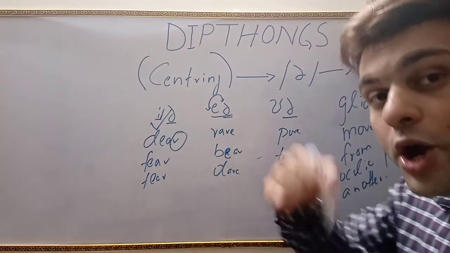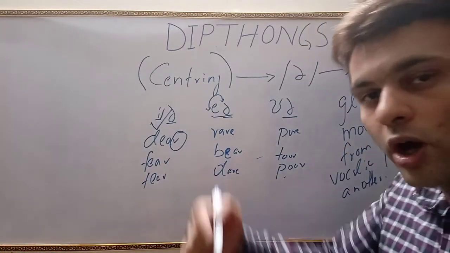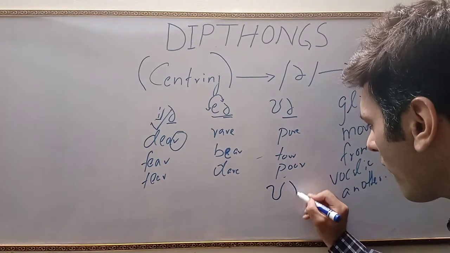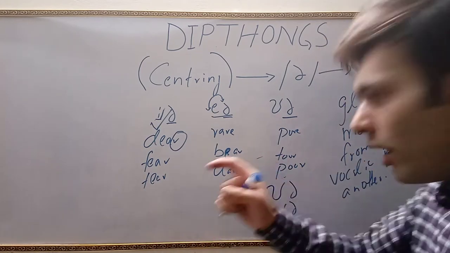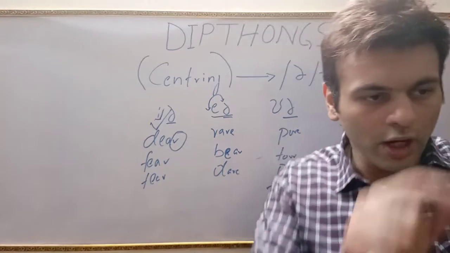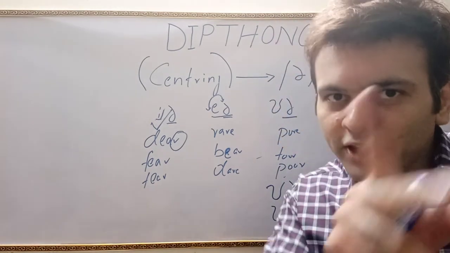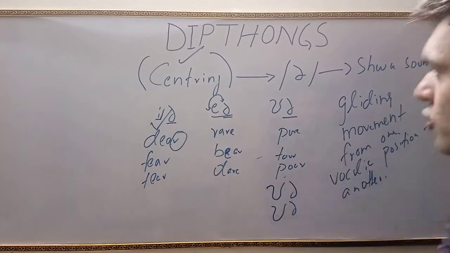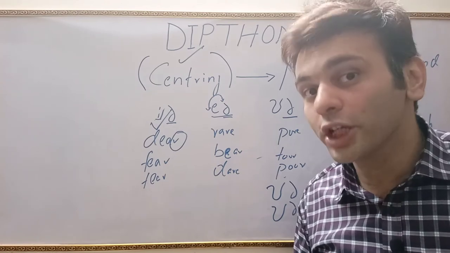Pure, tour, poor. So, oo, ah, oo, ah. Poo, ah, poo, ah, two, ah. So this is the movement. One movement, another movement. One position to another. This is how you make a gliding movement. So this was about the centering diphthongs ending with schwa. Let's move towards the next classification, the closing diphthongs.